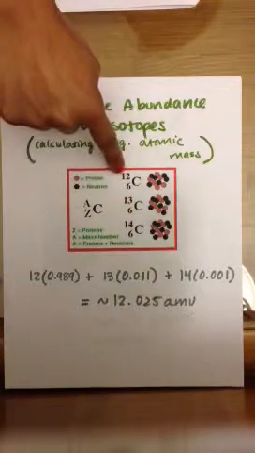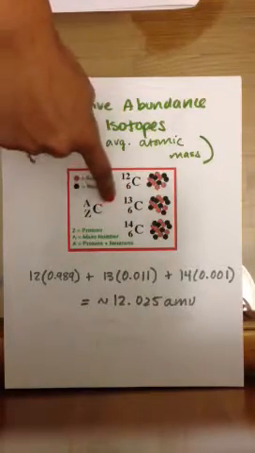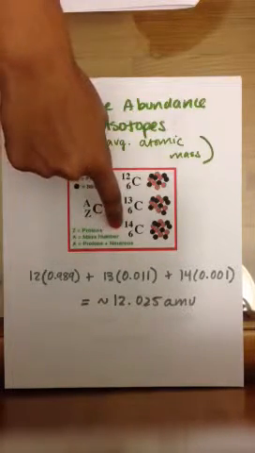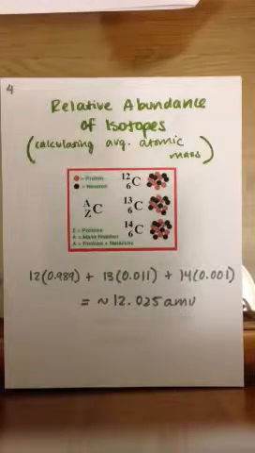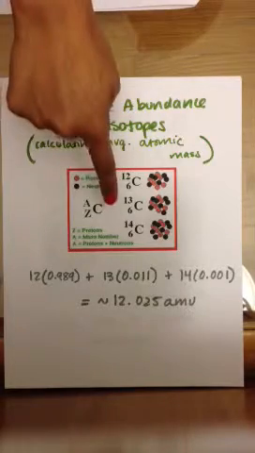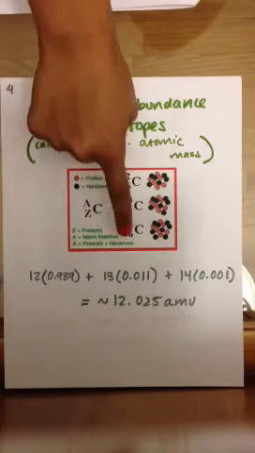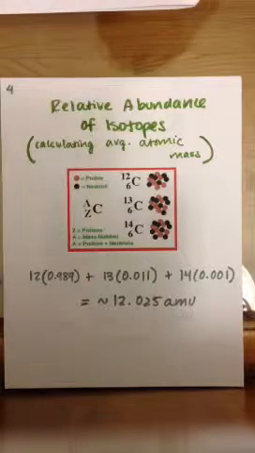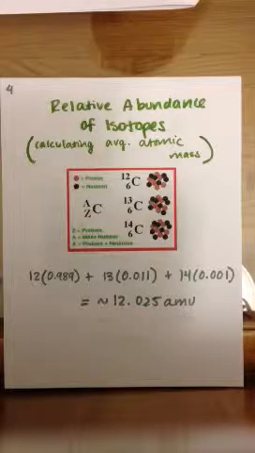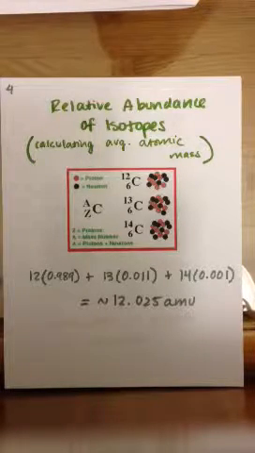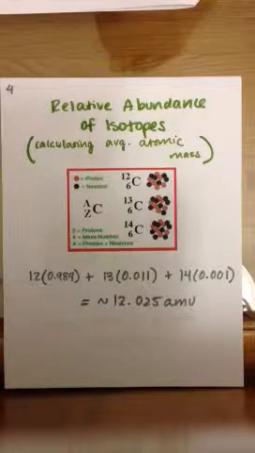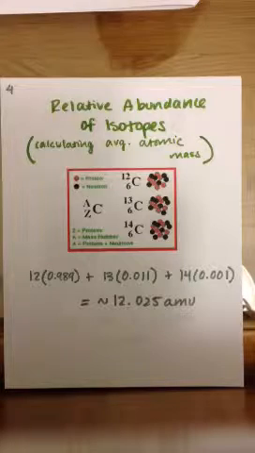Carbon-12 has 6 neutrons and 6 protons, carbon-13 has 7 neutrons and 6 protons, and carbon-14 has 6 protons and 8 neutrons. The relative abundance of carbon-12 is 98.9%, that of carbon-13 is 1.1%, and that of carbon-14 is less than 0.1%. To calculate the average atomic mass, we multiply each abundance by its coinciding atomic mass and add them all together. As a result, we get the average atomic mass to be about 12.025 atomic mass units.